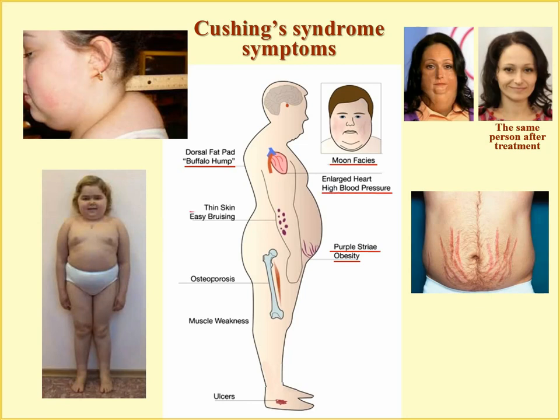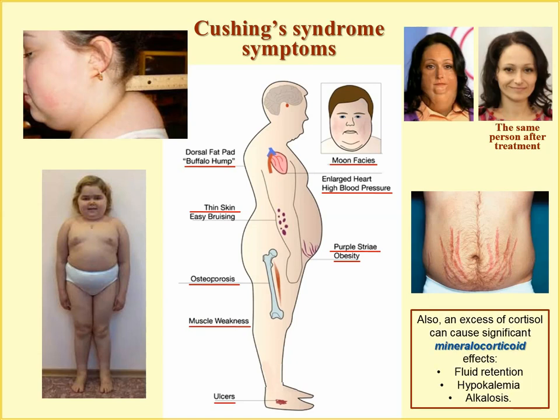Then high blood pressure, thin skin, easy bruising, osteoporosis, muscle weakness, ulcers, and so on. This is the full list of symptoms. And also it's necessary to keep in memory that cortisol has a little addition of mineralocorticoid effects similar to aldosterone, but excessive cortisol can really provide enough of these mineralocorticoid effects, which mostly are fluid retention in the body, decreased potassium, and alkalosis. But we are going to consider this excess of aldosterone in detail.